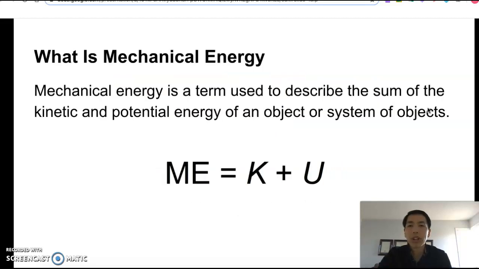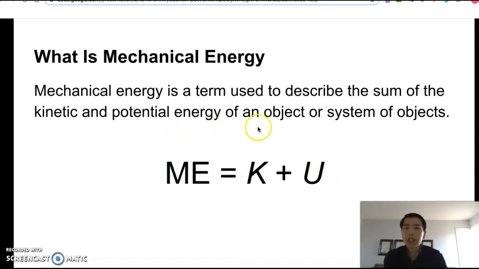So first of all, what is mechanical energy? The definition's fairly simple or straightforward. Mechanical energy is the sum of an object or a system's kinetic energy and potential energy. So you just take the object's kinetic energy, you add it to its potential energy, and whatever the total is, we call it the mechanical energy.